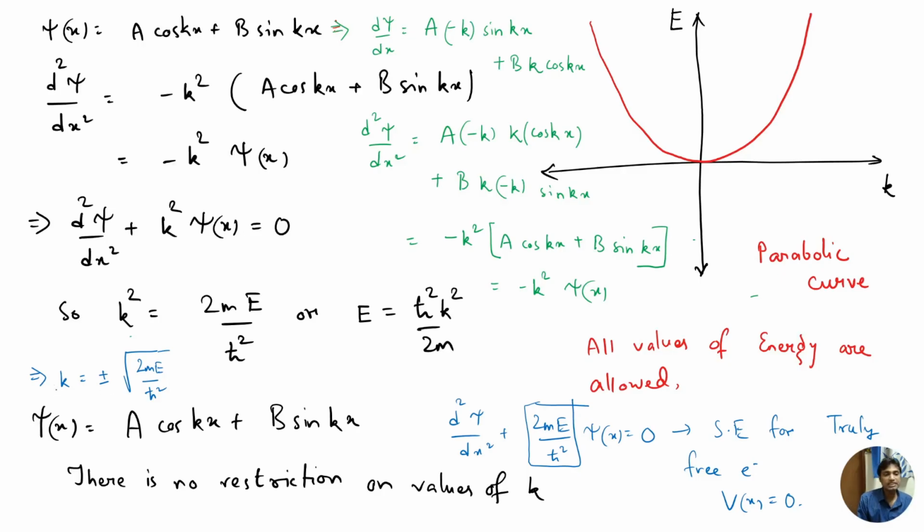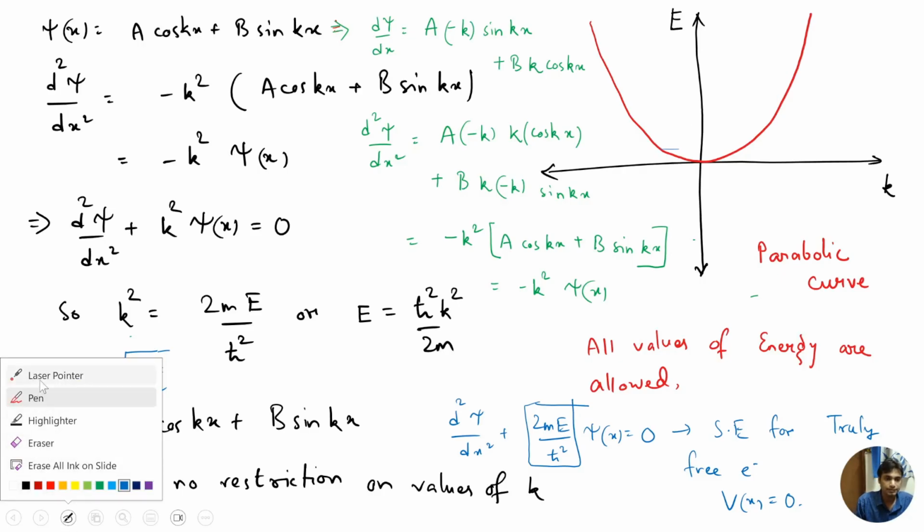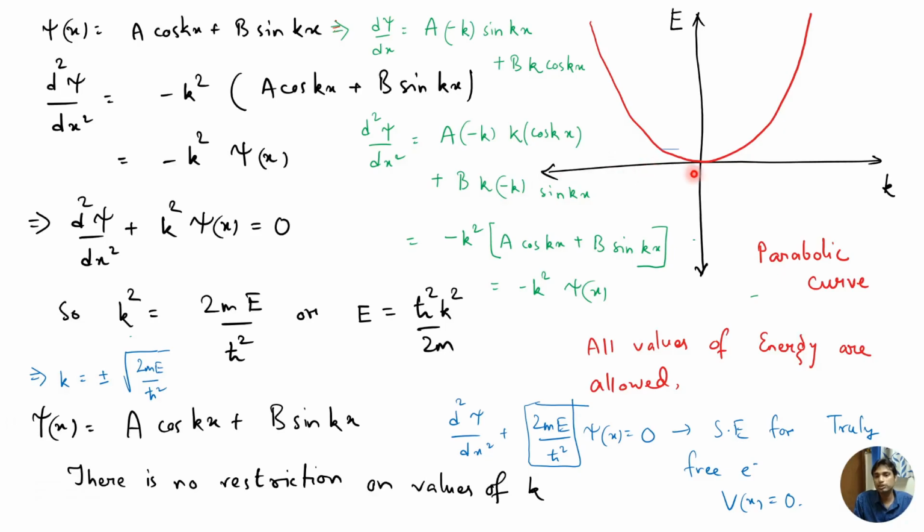This k can take literally any value, positive to negative; there is no restriction on it. Just look at the graph, it can take any value. So since there is no restriction on k, energy can take any value. As you increase k, energy will start increasing. So for the free electrons, energy is continuous.